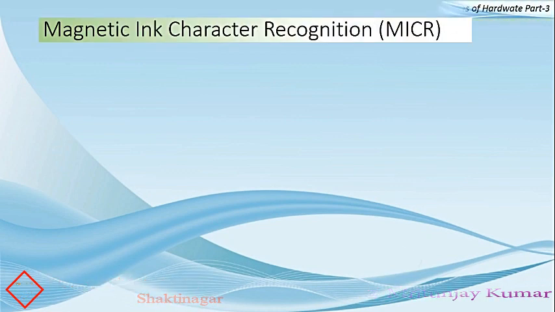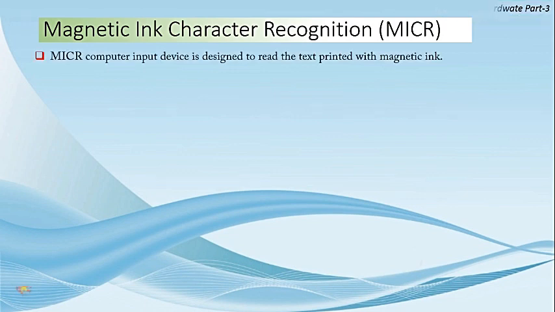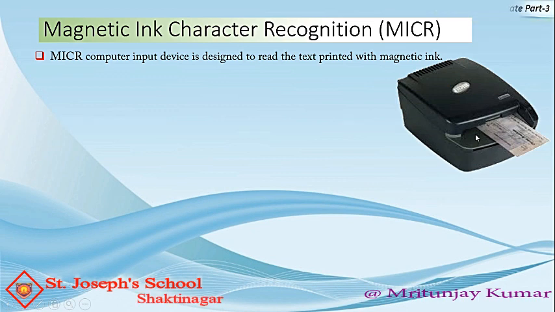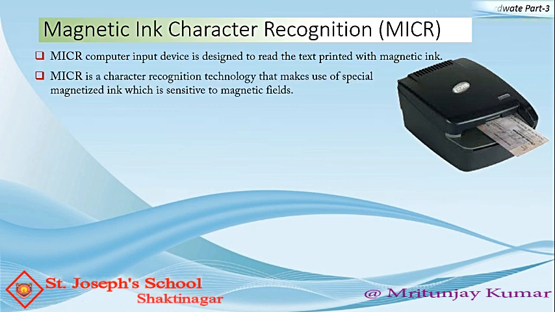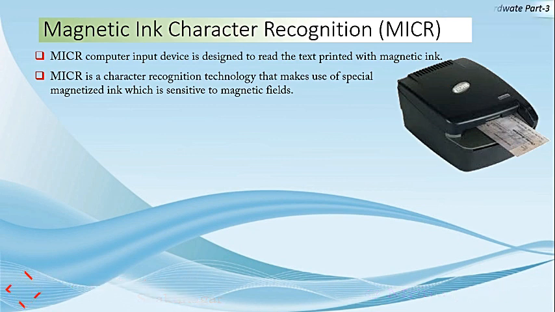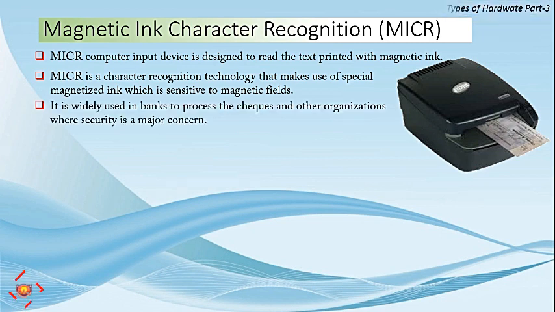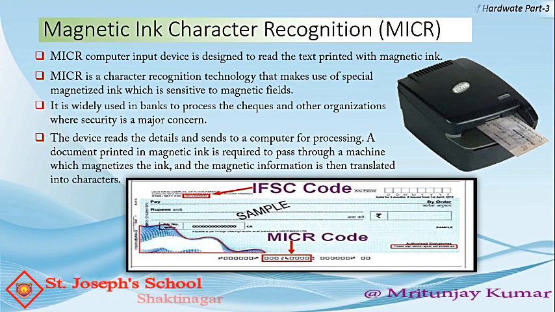Now let's see the next input device, that is MICR, Magnetic Ink Character Reader. MICR is also an input device that is designed to read the text printed with the magnetic ink. You can see this picture of MICR. MICR is a character recognition technology that makes use of the special magnetized ink which is sensitive to magnetic field. It is widely used in the banks to process the checks and other organizations where the security is the major concern. The MICR device reads the details and sends them to the computer for processing.